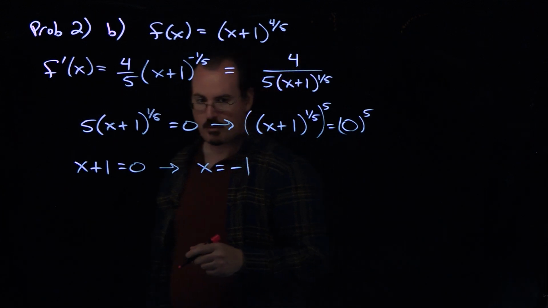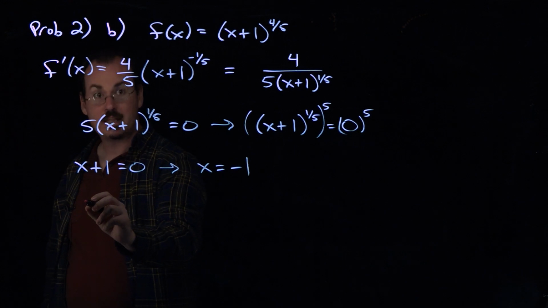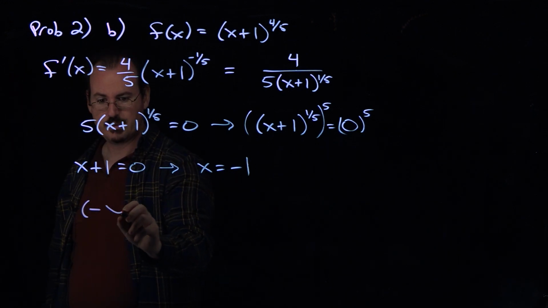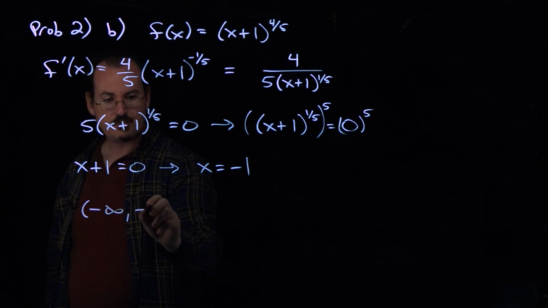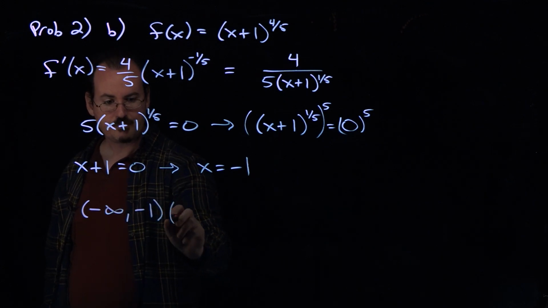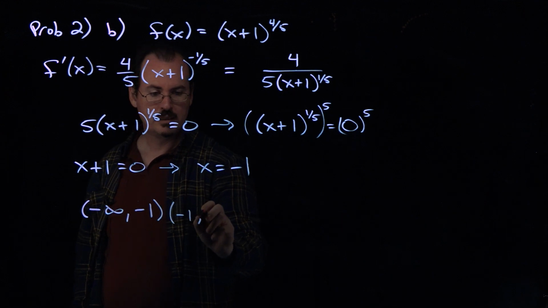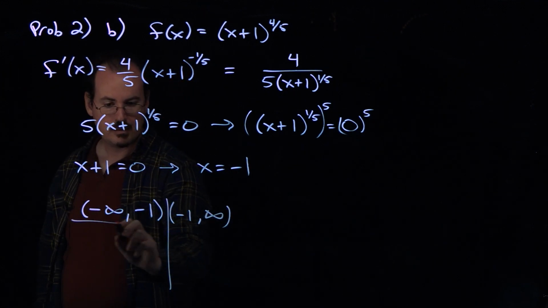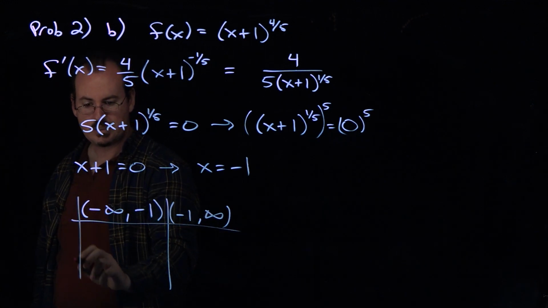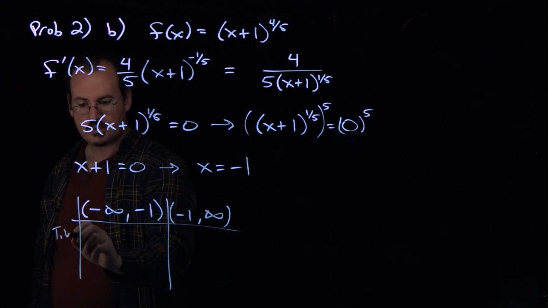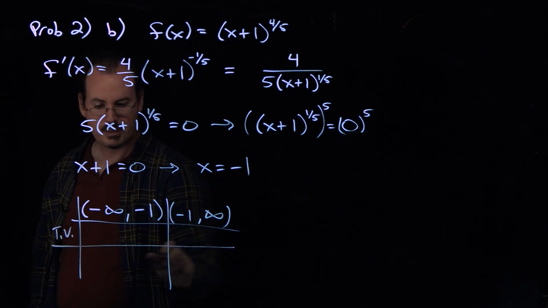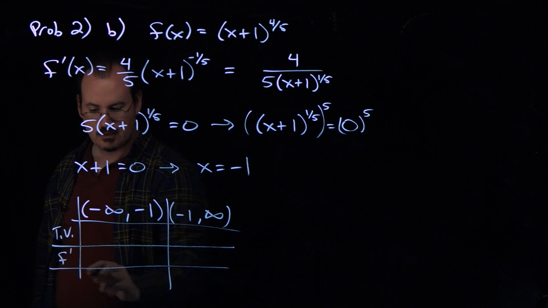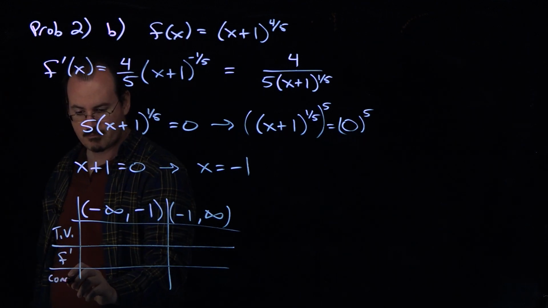Now to answer the question about where it's increasing and decreasing, we have to still set up our intervals. So really, there's only 2 intervals to worry about now. Minus infinity to minus 1, and then minus 1 to infinity, since that's the only critical number. Otherwise, this is the same process as we had done on the last problem. We find our test values. We check the sign of the derivative. We draw our conclusions from there.